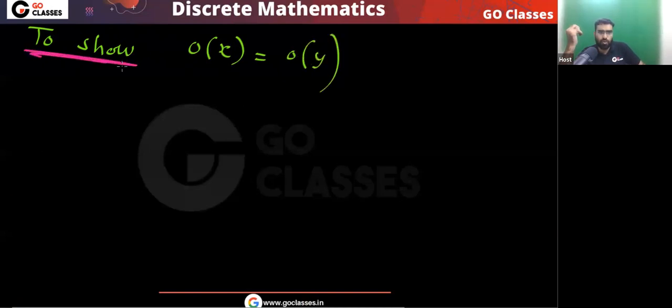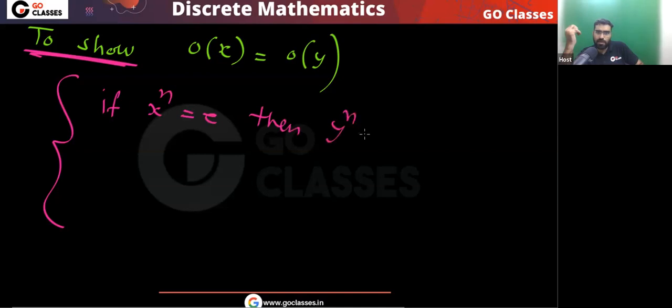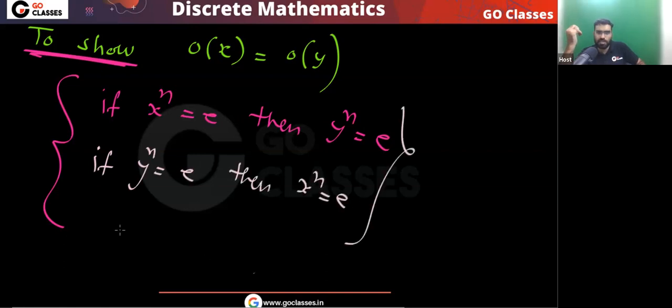What you need to do if you want to show that order of X is equal to order of Y? Very simple. You need to prove that if X power n is E, then Y power n is also E, and if Y power n is E, then X power n is also E. That's it. This is what you need to do.